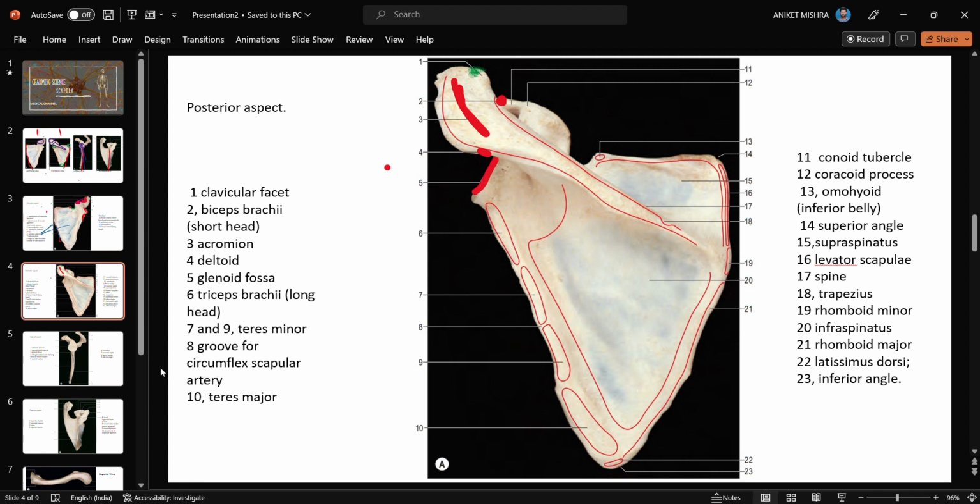It's a landmark. Triceps brachii long head is originating from the lateral border of the scapula. Seventh and ninth, this one is the teres minor muscle.